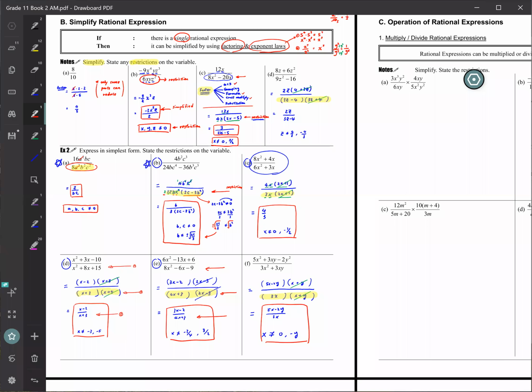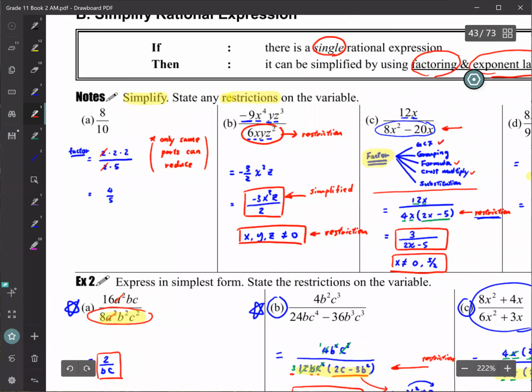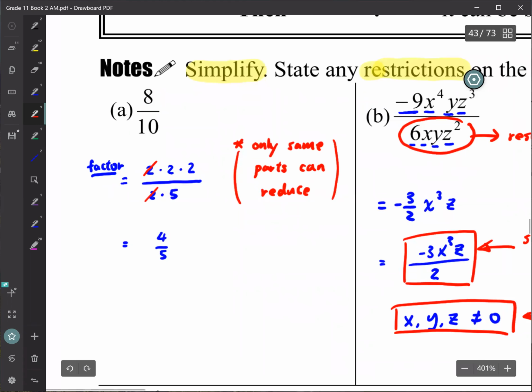So simplifying rational expressions, you look at each question like one fraction, like 8/10, right? But before you can cancel things out, you need to make sure you turn them into factors, okay? Some of the key parts you need to remember is only the same parts can reduce. Parts means they are separated by multiplying.